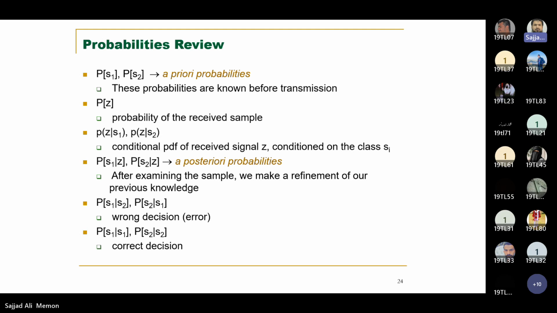But after examining the sample, we can improve or refine our previous knowledge. So the probability of receiving S1 while S2 was transmitted, and the probability of receiving S2 while S1 was transmitted, that is the wrong decision. That is the error. It means we have decided incorrectly: the received signal was S2, and we say that it is S1. Similarly, the received signal was S1 and we say that it is S2. So the correct decision will be like this: transmitted S1, received S1, transmitted S2, received S2.